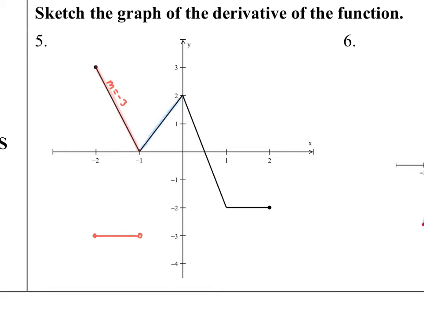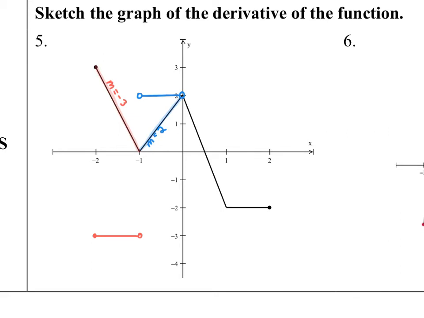And then as I look at the next piece here that goes from an x value of negative 1 to an x value of 0, I see that the slope on this part is I go up 2 over 1, so it's got a slope of 2. So on that interval from negative 1 to 0, I draw a constant value of 2.